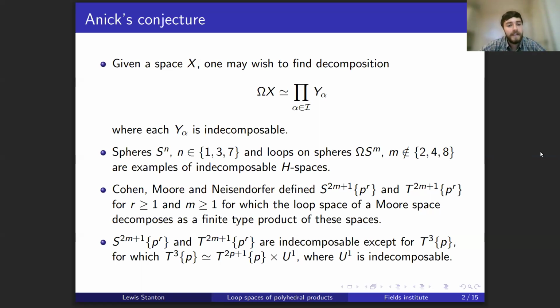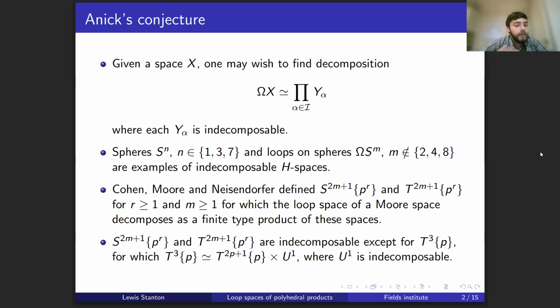And so the first thing we'd like to do is try to find examples of indecomposable H-spaces, which could appear in such a decomposition. So the first obvious examples are spheres of dimensions 1, 3, and 7, and loops on simply connected spheres of dimensions 2, 4, or 8, with the dimension restrictions, of course, being where we have elements of Hopf invariant 1.